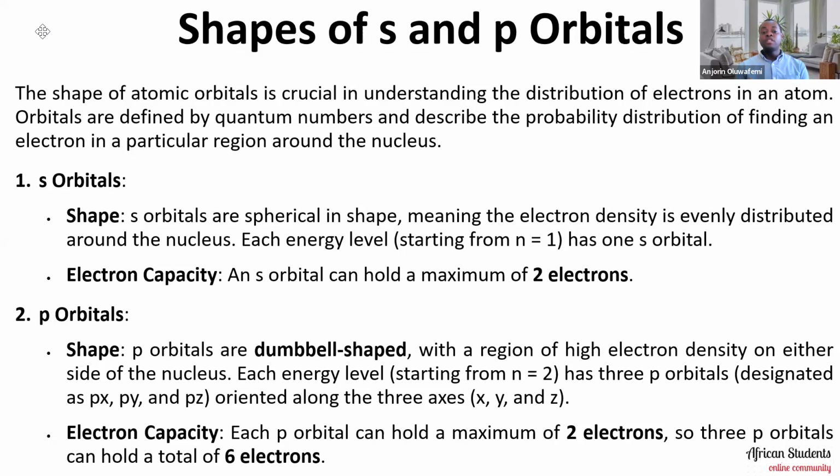Electron capacity, each p orbital can hold a maximum of 2 electrons. So 3 p orbitals can hold a total of 6 electrons. I've also talked about this before.